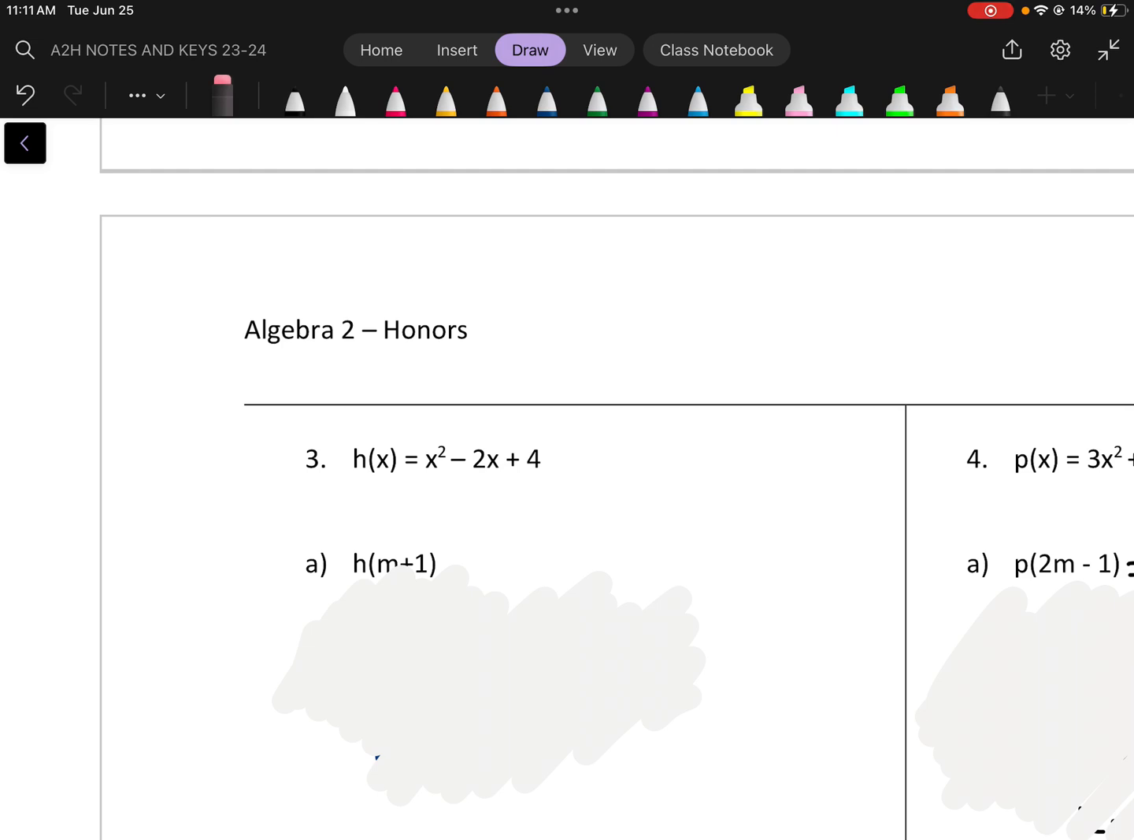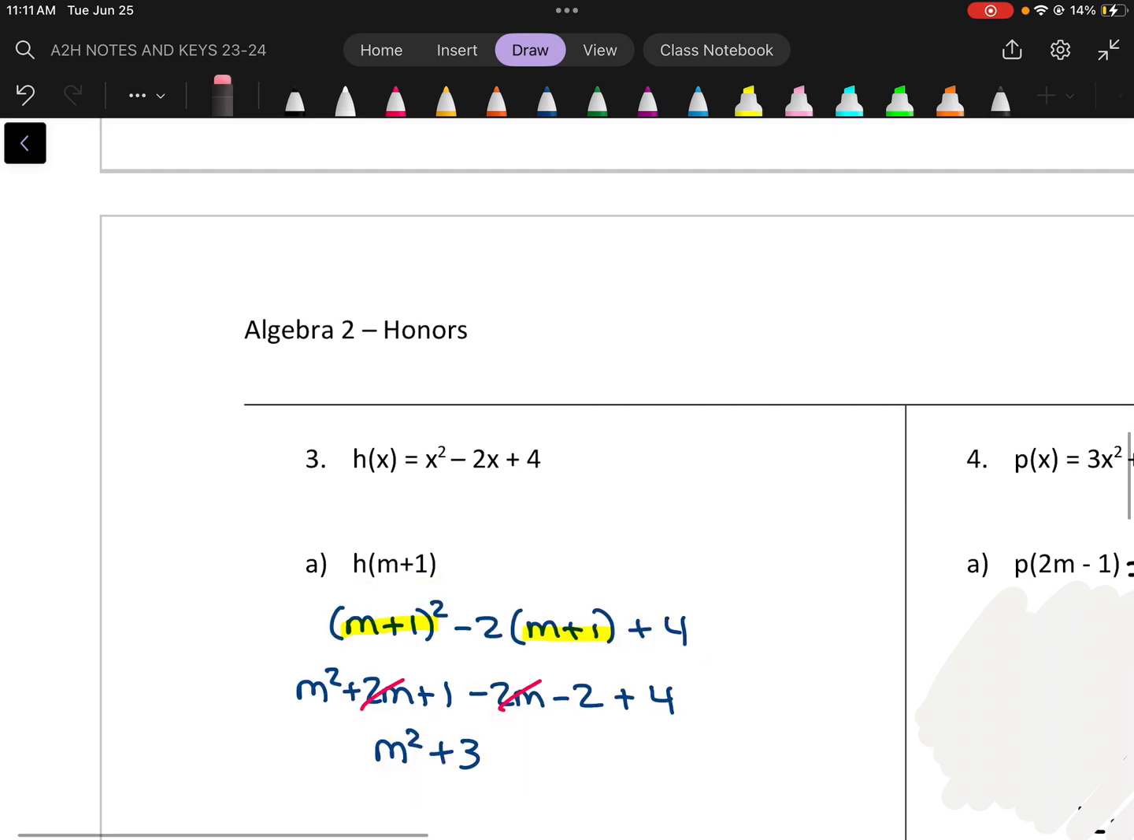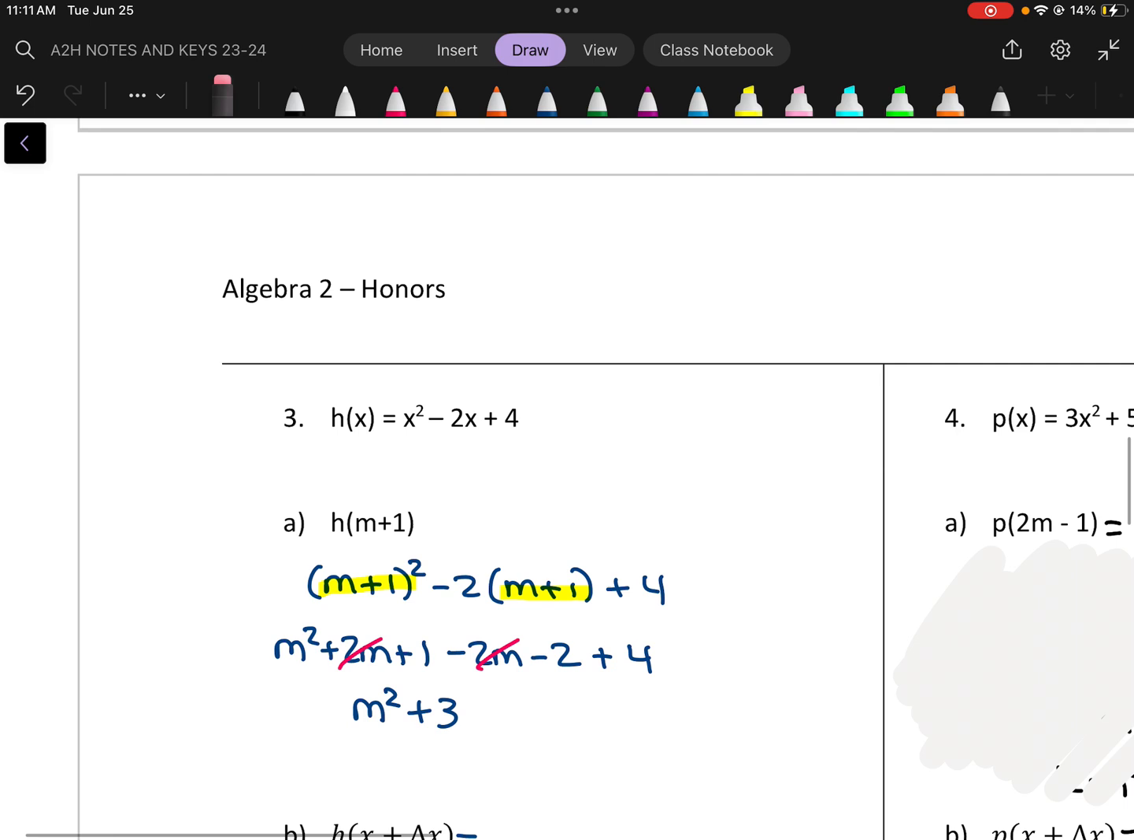Okie dokie, how did you do? So let's see. My final was m squared plus 3. Did you remember to FOIL? Did you remember to distribute the negative? These things are super important. You want to do it correctly every time, and just get in the habits. So m squared plus 3 was a.